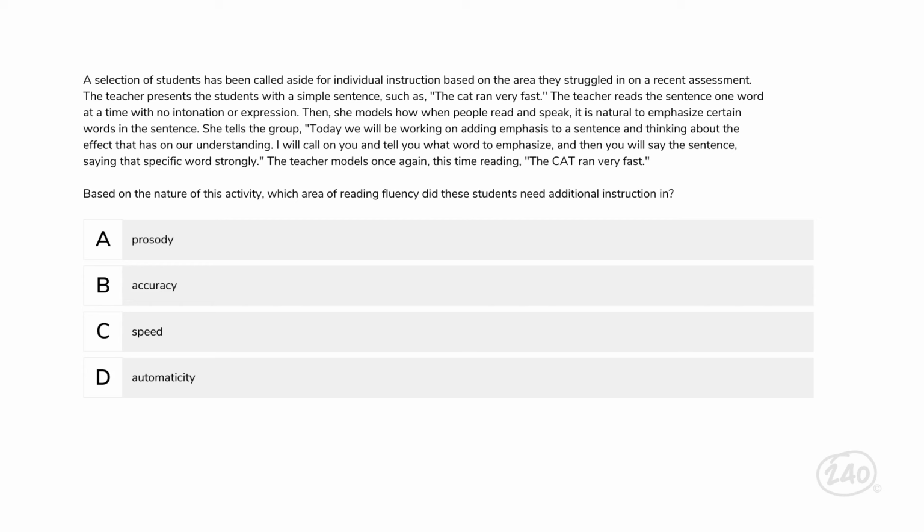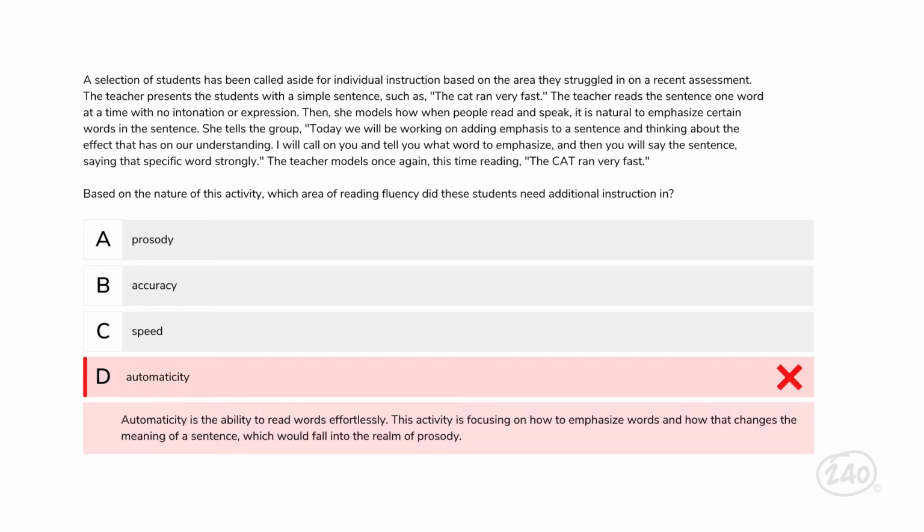I will call on you and tell you what word to emphasize, and then you will say the sentence, saying that specific word strongly." The teacher models once again, this time reading, "The cat ran very fast." Based on the nature of this activity, which area of reading fluency did these students need additional instruction in? Prosody, accuracy, speed, automaticity. Did you think I was going to show you a question about automaticity since I called it out earlier? Not this time.